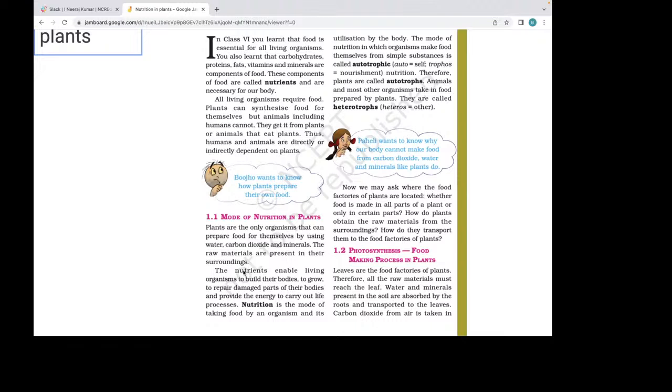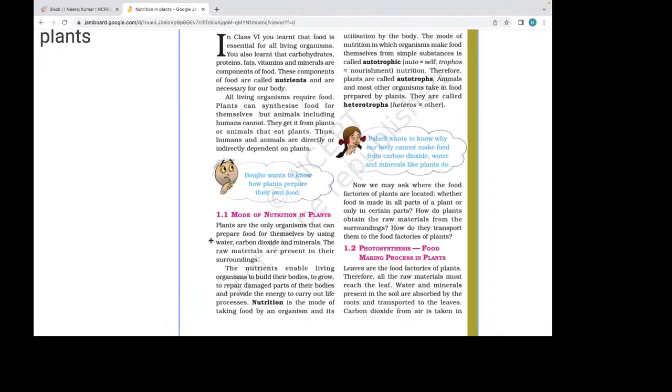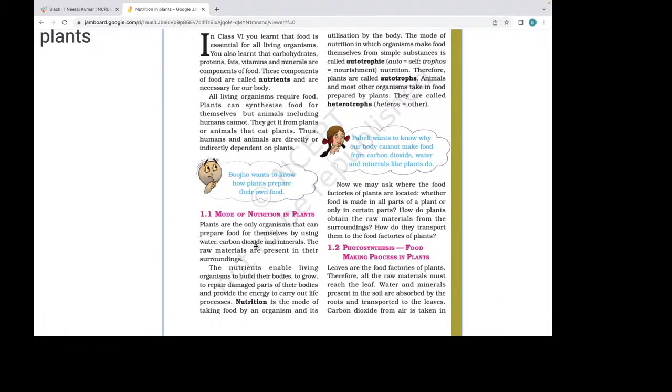So, only plants on this earth, among the living organisms, where we are the living organisms, humans and animals and plants, are the only organisms that can prepare their own food by using water, carbon dioxide and minerals. And all these things, water, carbon dioxide and minerals, are present in their surroundings only.